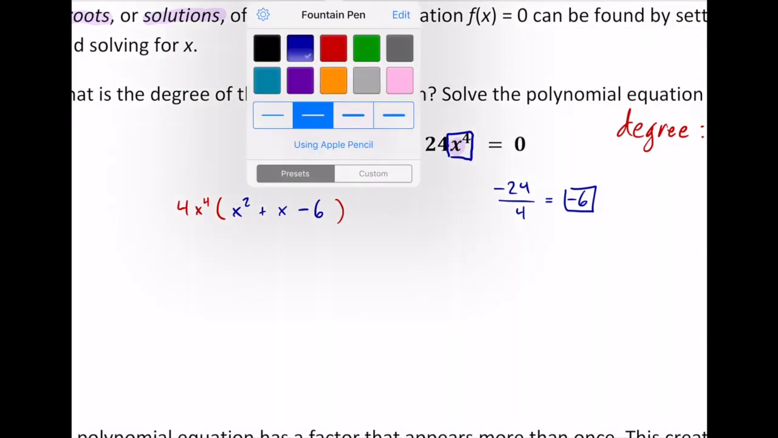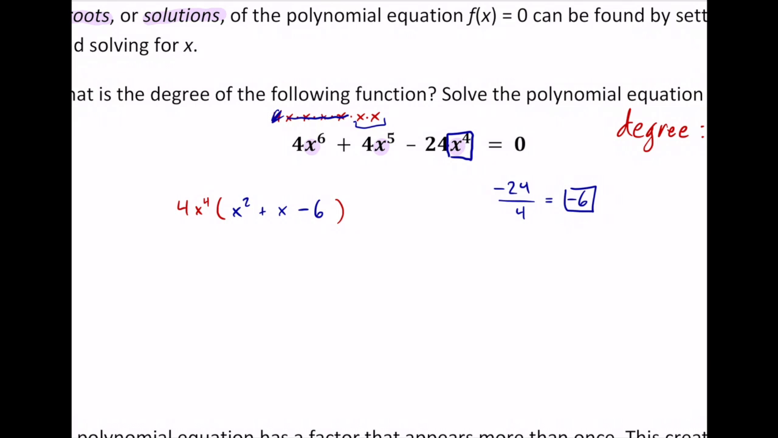Now what we want to do is set this equal to 0. So our 4x to the 4th power is going to equal 0, and then x squared plus x minus 6 is going to equal 0. Over here, we can divide both sides by 4, so we have x is equal to just 0.